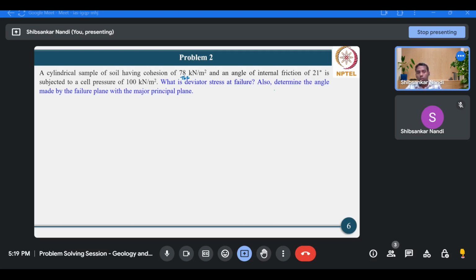So we'll first draw the physical planes. So this is the cylinder, cylindrical sample. Now these are the stresses which are acting on this sample.